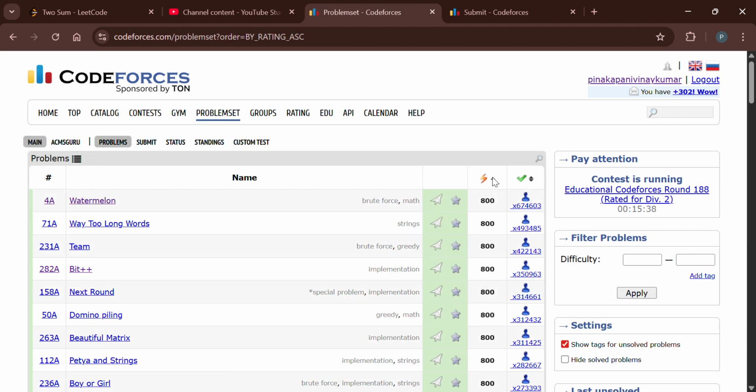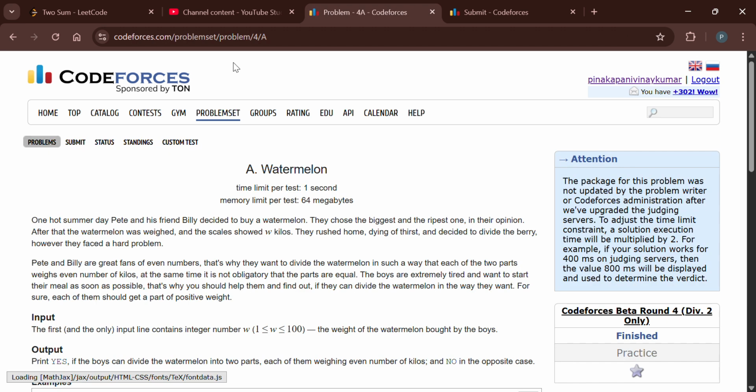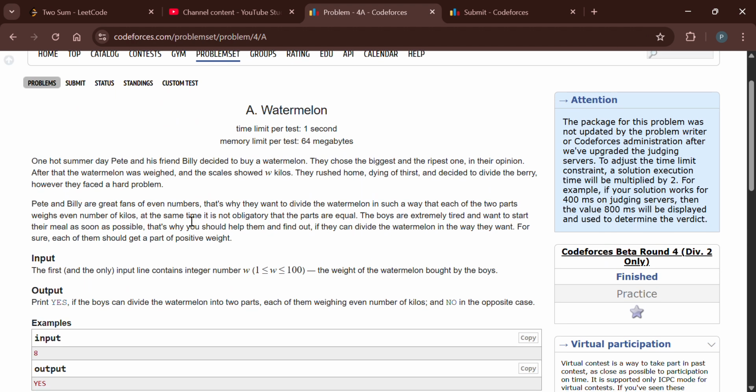Let's solve from the easy ones first. Okay, let's go through the first question. It is Watermelon. Let's solve this question. What this problem actually says: on a hot summer day, Pete and his friend Billy decided to buy a watermelon. They choose the biggest and the ripest one in their opinion. After that, the watermelon was weighed on the scales.